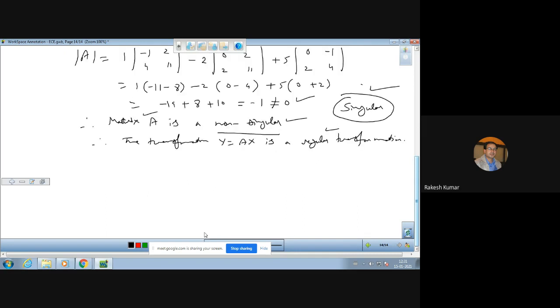So from this, we can easily find the inverse transformation because X can be written as A inverse into Y. So this is your inverse transformation. So for this we need A inverse. So now we have to find A inverse. For A inverse we are going to apply a technique for finding A inverse. And that is the technique: consider A is equal to IA. This is a new method for you.